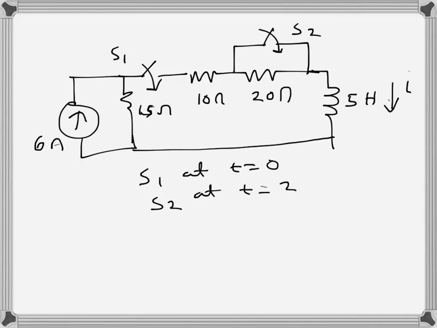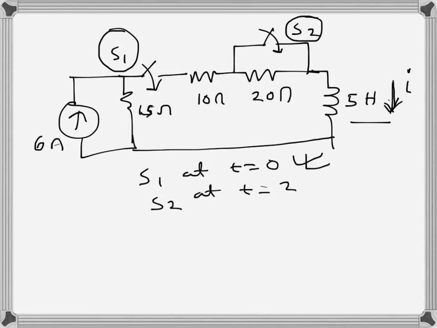For this circuit, S1 closes at t equals 0. Before that it was open, and then S2, the other switch, closes at t equals 2. So we need to find the expression for I. Of course, I before t equals 0 was 0. The I is the current through the inductor here, this one.